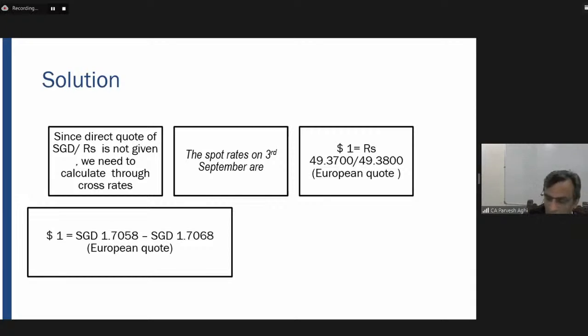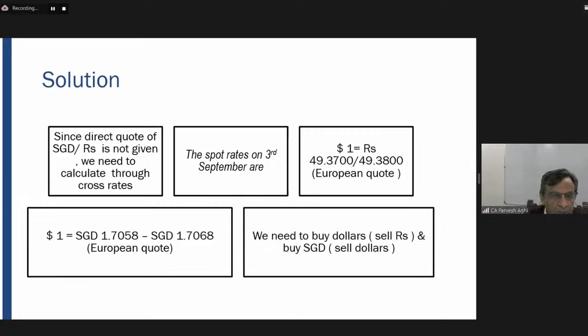Okay. So these two quotes are given to us. So now we need to first buy dollars. I told you that what we normally do is think in our mind that we are going to first buy dollars. As I told you, as an example, long back, about 15 or 20 years ago, whenever we used to travel outside, like traveling to Singapore, we would be buying dollars in India, going to Singapore, and then selling dollars and buying Singapore dollars from there.